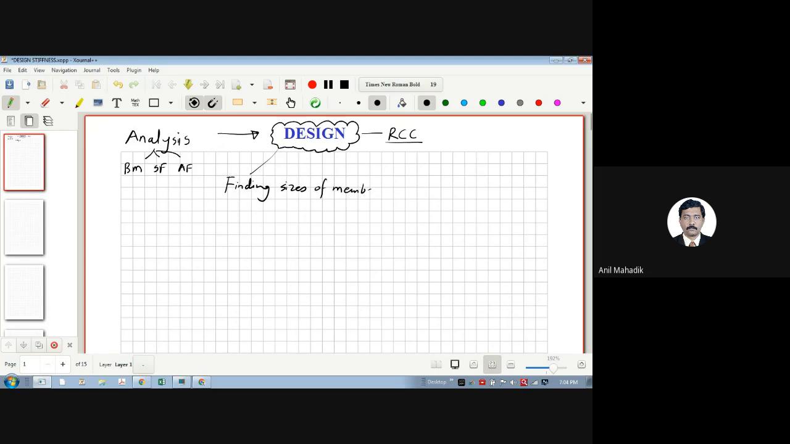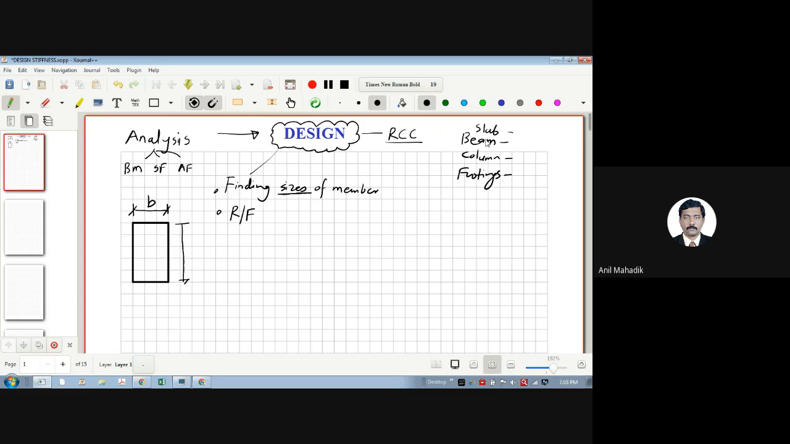So whenever you design either beams or slabs, or columns, or footings, whatever, you arrive at a size of a member first. Then you put the reinforcement into that. Let's take the example of a beam: deciding the width. What should be the width for that beam to take whatever bending moments are coming in the beam?